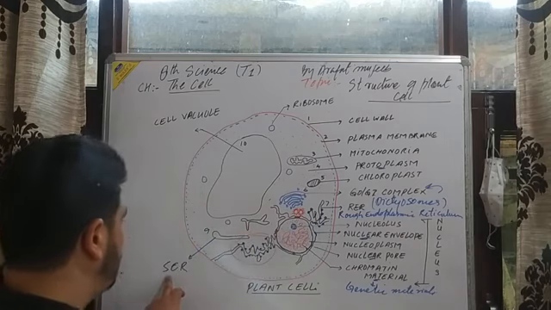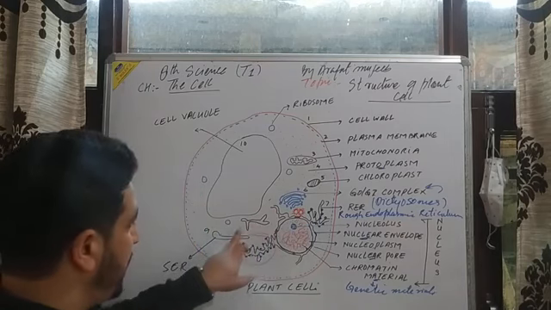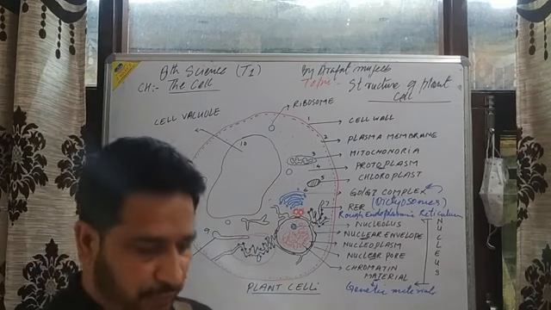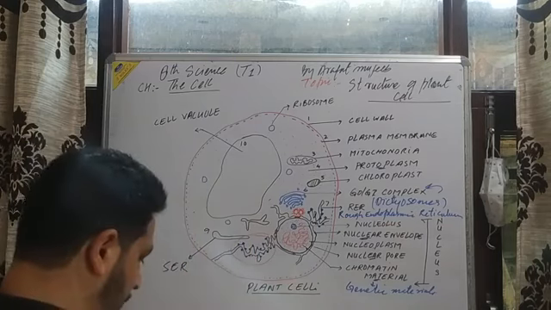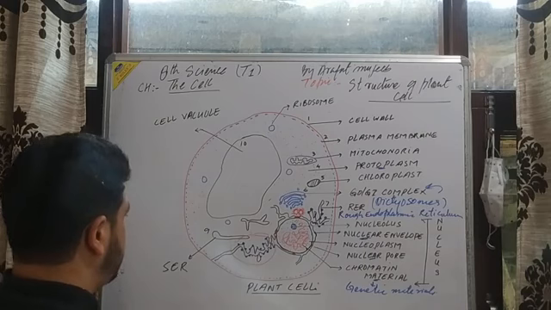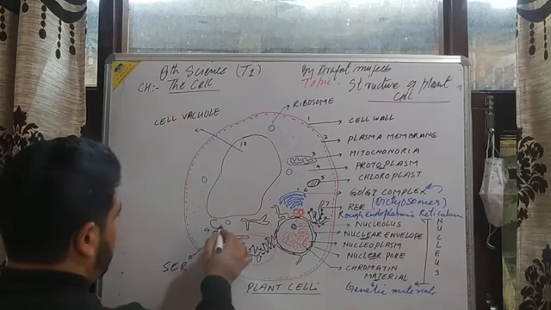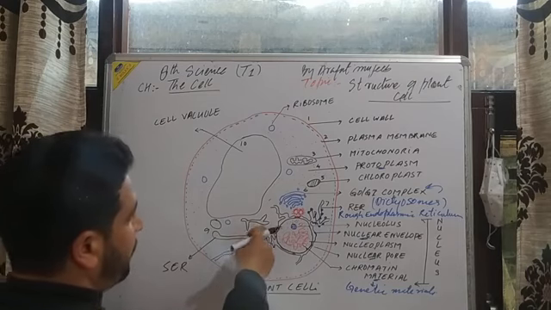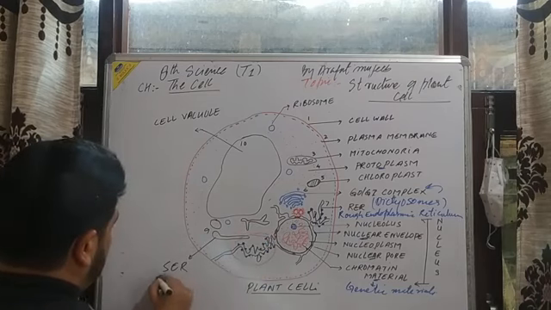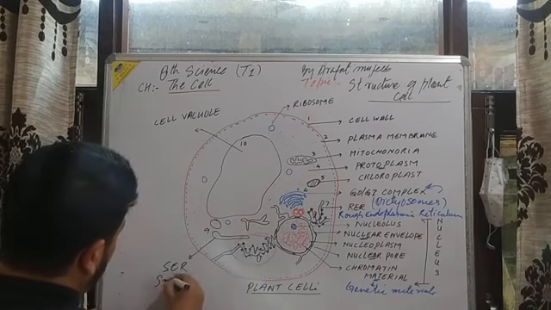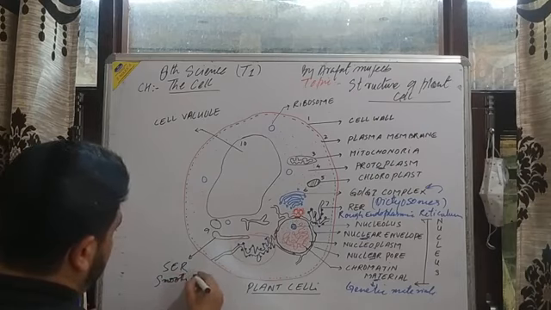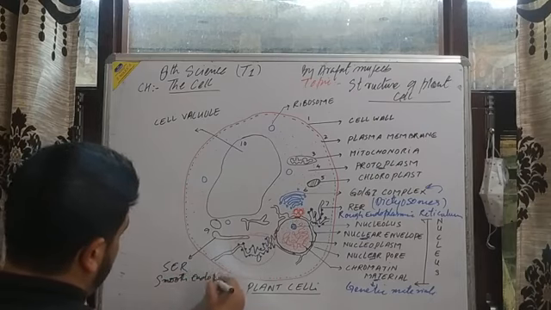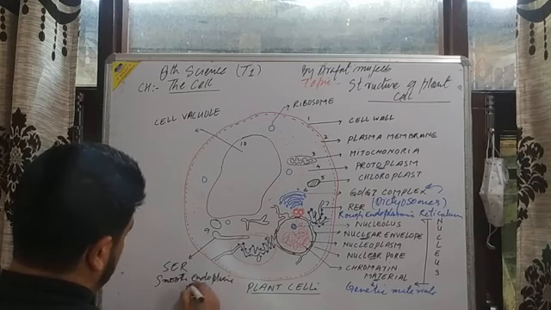Look here, the smooth endoplasmic reticulum. They are tubular. They can also be in the vesicle form. These smooth endoplasmic reticulum don't have to be of one form. They can be in vesicle form, tubular form, or tubular branched form. This is known as the smooth endoplasmic reticulum.